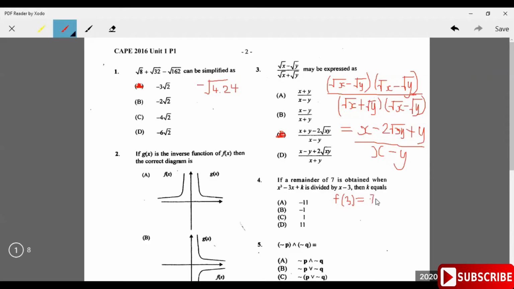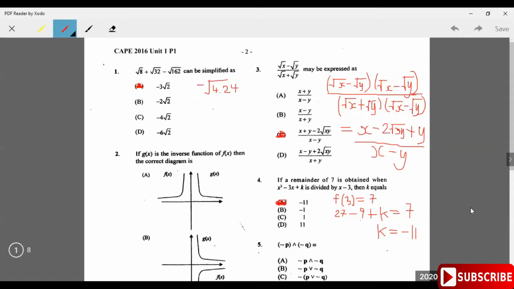If f of 3 is equal to 7, we plug 3 into this function to get 3 cubed, which is 27, minus 3 times 3, which is 9, plus k, and that must be equal to the remainder, which is 7. So all you have to do now is solve for k, and when we solve for k by making k the subject, we're going to get minus 11. So that's A. That's number 4, A. Easy.